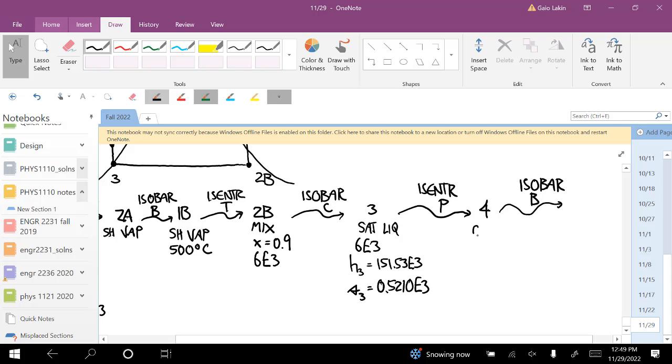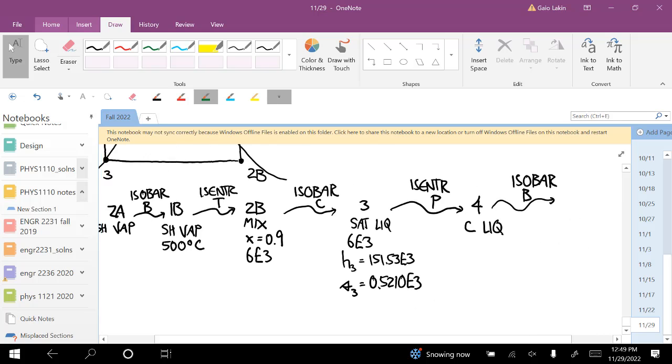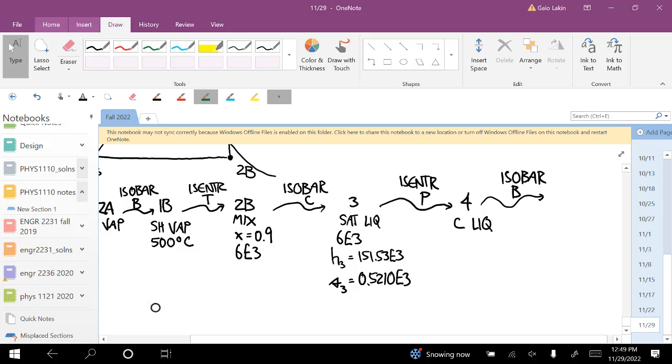State 4 is a compressed liquid. We know that the pressure is the same as at state 1A, because that's an isobaric boiler. And so the pressure is 10 megapascals, 10 times 10 to the 6. And the entropy is the same as it was at state 3, so S4 is equal to 0.5210 times 10 to the third.